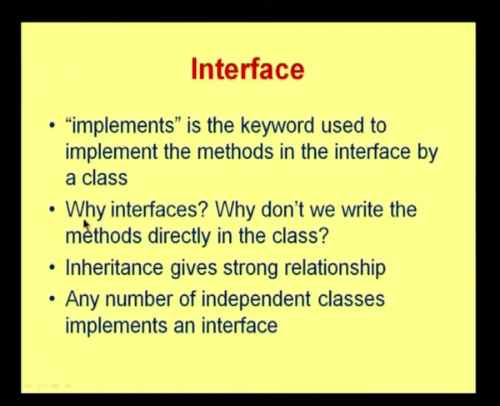So, why do we need an interface? Why do we not write the methods directly in the class instead of writing an interface? Inheritance gives a strong relationship, while any number of independent classes can implement an interface. We will discuss this: first, how do we use an interface with our class.